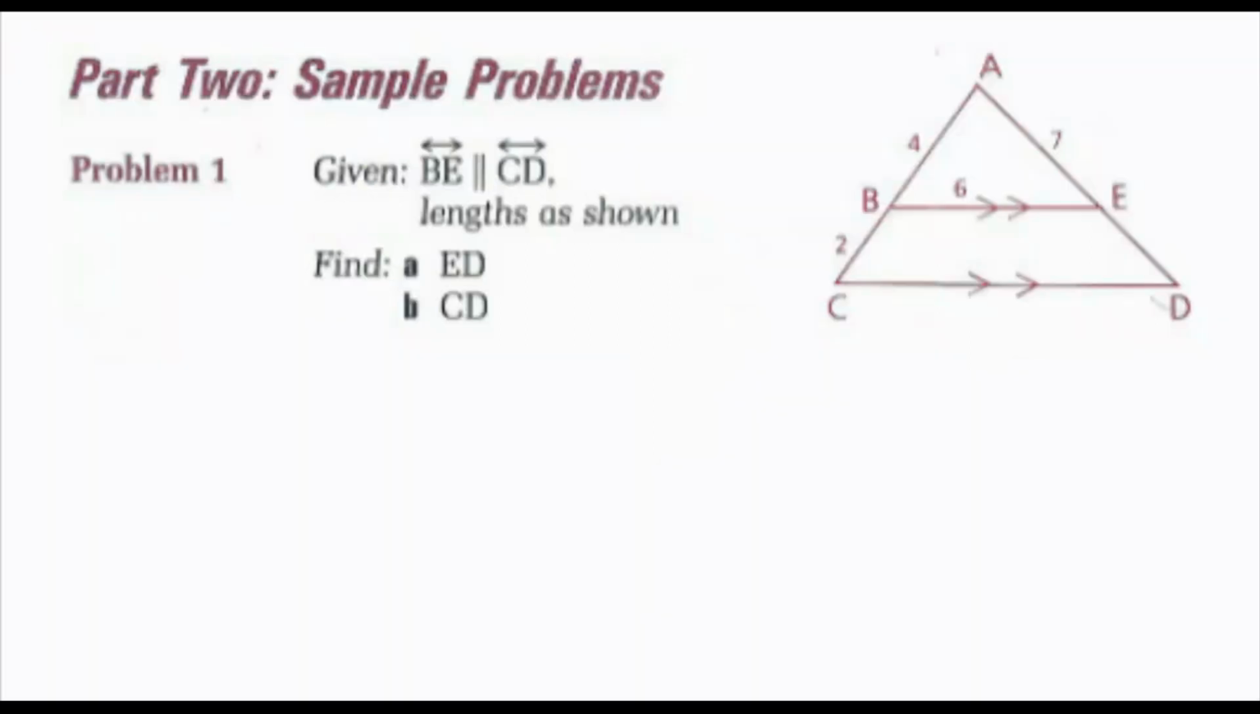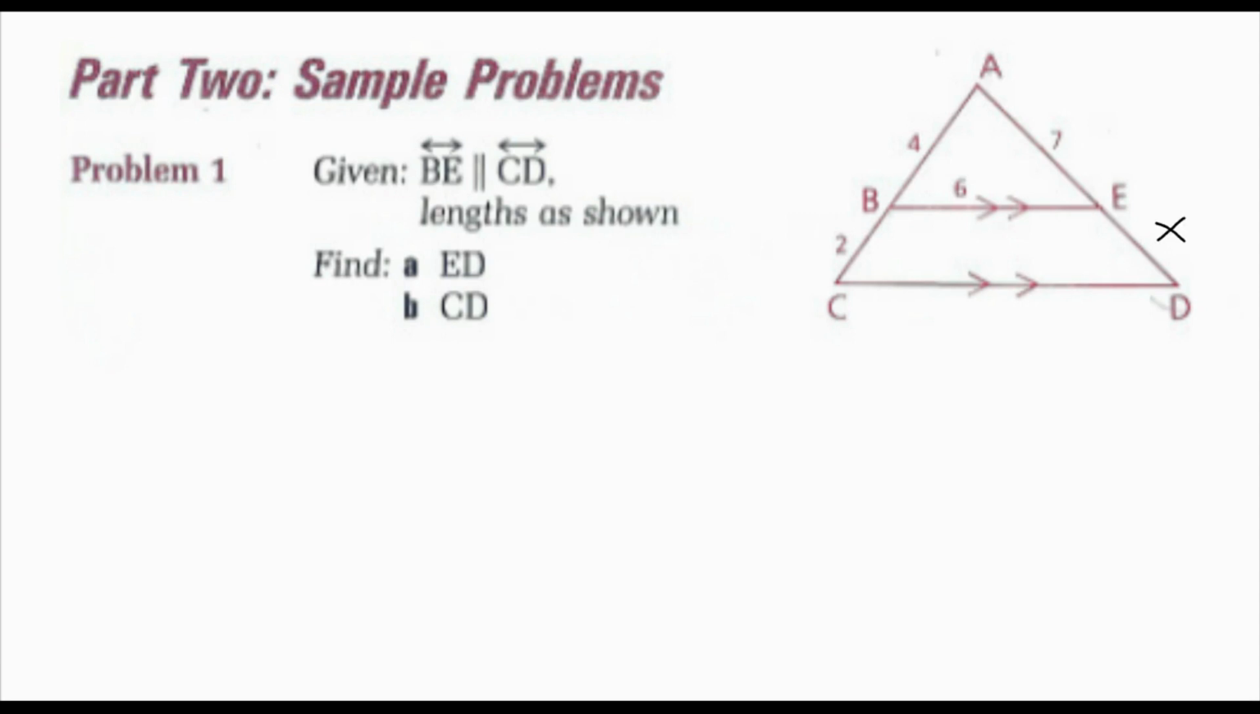Now looking at our sample problems, we have problem 1. Given line BE is parallel to line CD and the lengths shown, find segment ED and segment CD. So if I want to find segment ED, notice I have BE parallel to CD, so then I could use the side splitter theorem to set up the proportion AB over BC is equal to AE over ED.